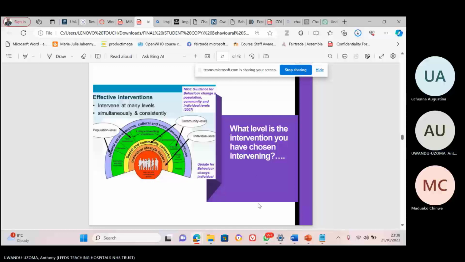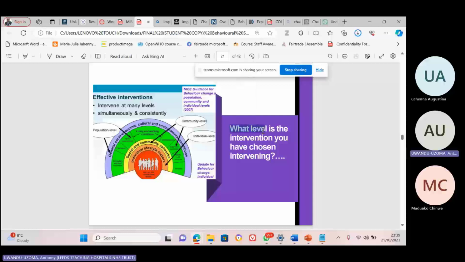Okay. It's not okay. Can you see it? It's in a slide. It's in your face, but you just glance over it and run away. Is it guidance for behavioral change, population, community, and individual levels? 2007. Exactly. That is it. So you can see how hidden it is. If you don't take time, you will miss it. So now I can see.